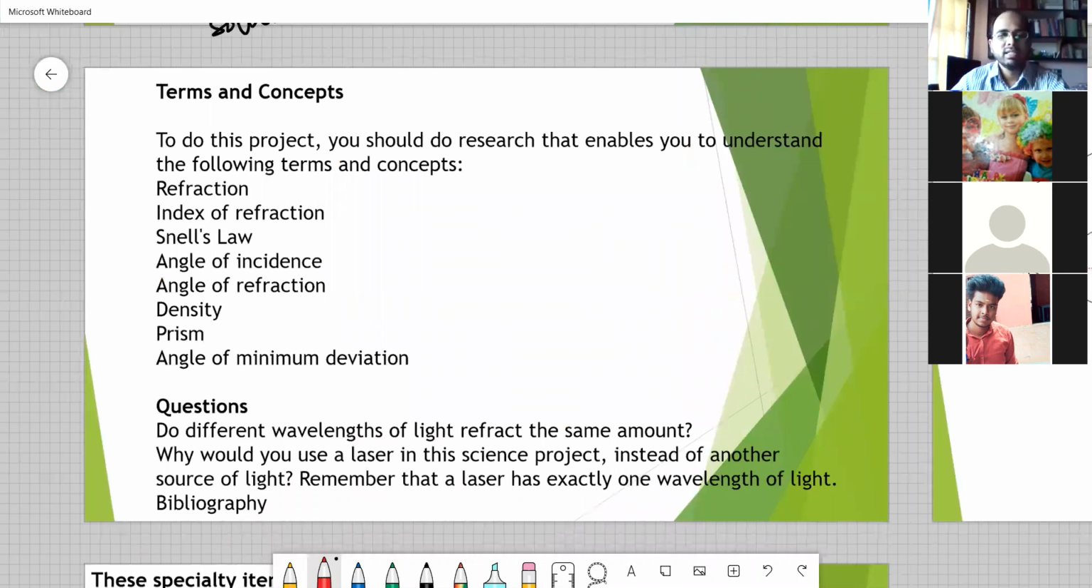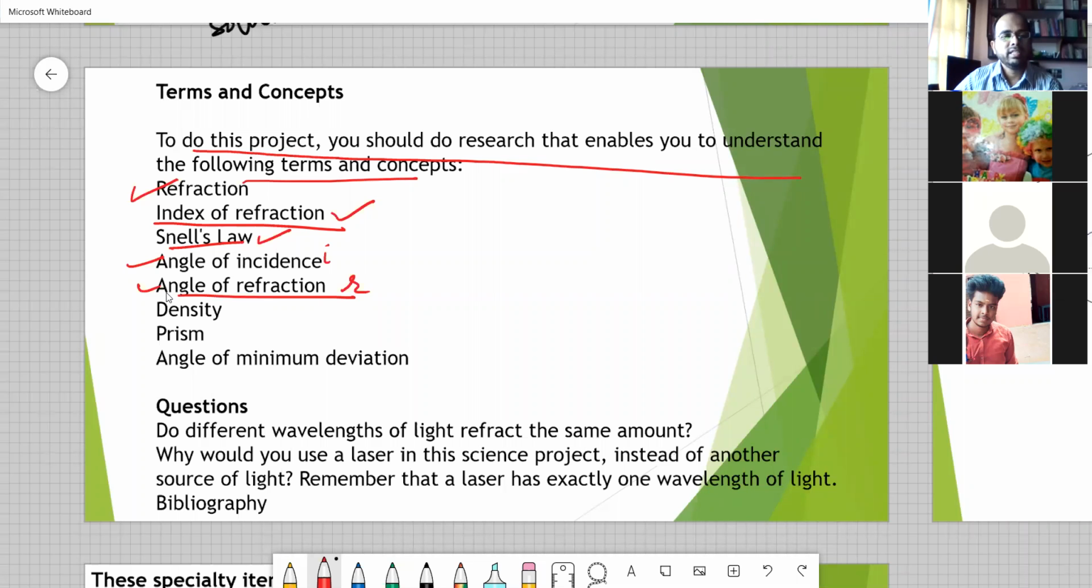So here are the terms and concepts that you have to know. For this project, how they are classifying this project, you can see that to do this project, you should do research that enables you to understand the following terms and concepts. Refraction and index of refraction and Snell's law and angle of incidence i and angle of refraction r and density. Density you can keep on changing. Here you can use different terms like density, pH, and turbidity.